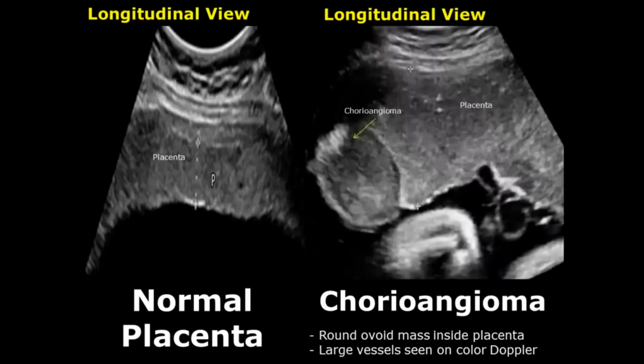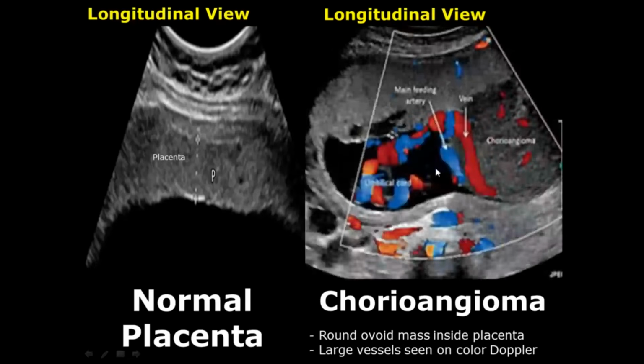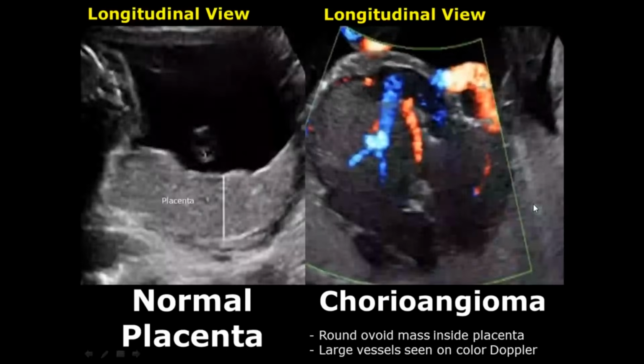Another image of chorioangioma showing a round ovoid mass in the placenta. Usually it is hypoechoic as compared to the placenta. On color Doppler, we will see large blood vessels supplying the mass. We can see both the arteries and the veins. It has a very large blood supply. Here is another Doppler image showing large vessels supplying the chorioangioma.